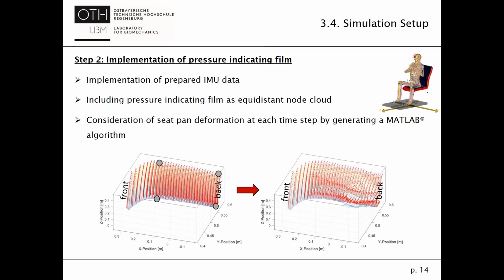The hip and the head are now IMU driven, and all nodes of the pressure indicating film are included in step number 2. So now we conduct a full kinematic analysis, so we know the position of the undeformed pressure cells for each time step. As all bodies are modeled as rigid bodies, we do not know the deformation of the seat pan while the test subject is sitting there, but we can compute it in MATLAB, and this process is described now.